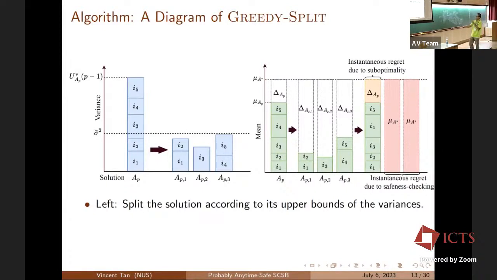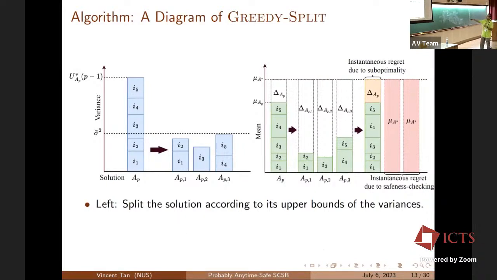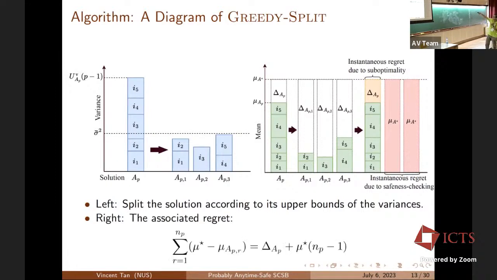Okay, so what I've just said is we're going to split the solution according to its upper bound of variances to be ultra safe. And you can see that, if you had just pulled this solution, you're going to incur this little bit of regret. That is the expected reward of the best possible solution. That's mu star. That is the expected reward of this particular identified solution AP. You're just going to incur this small little slice of regret. But now you're going to incur much more because you have split the solution into some smaller solutions. And you're going to incur these 3 white bars of regret.